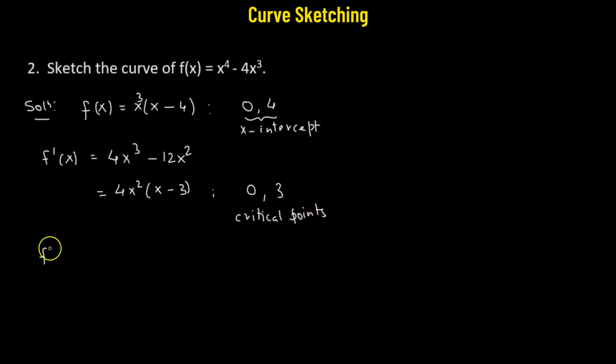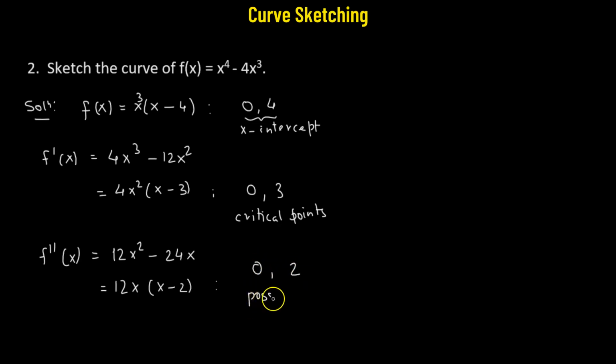Next, we take the derivative of f prime of x with respect to x, or simply the second derivative of f of x. This is going to give us 12x squared minus 24x. In terms of its factors, it will be 12x multiplied by x minus 2. If we equate our second derivative f double prime of x to 0, we'll be able to obtain the possible inflection points. Those will be 0 and 2.